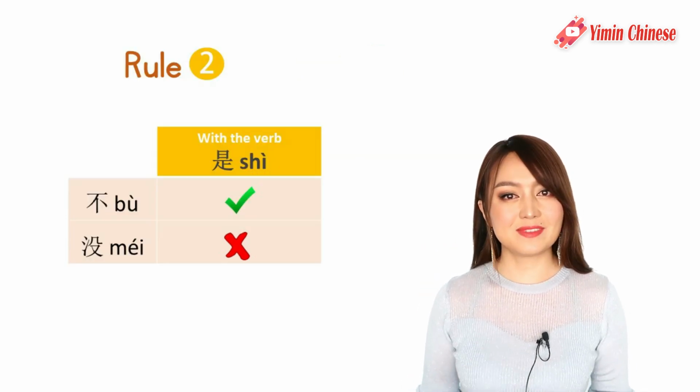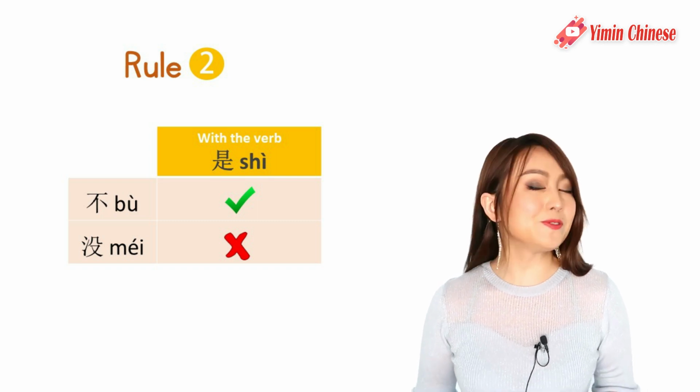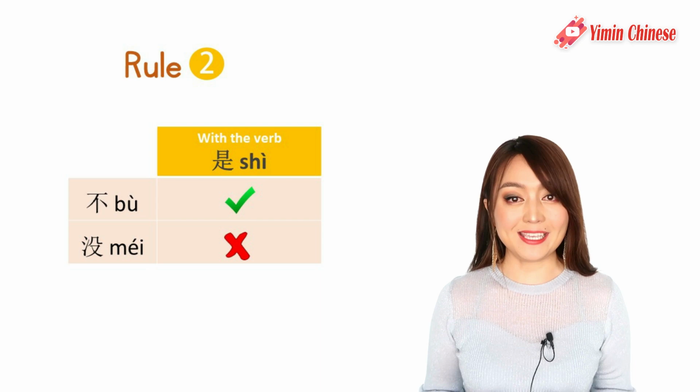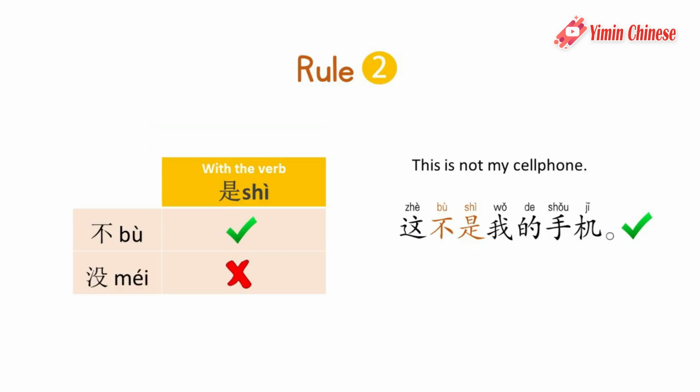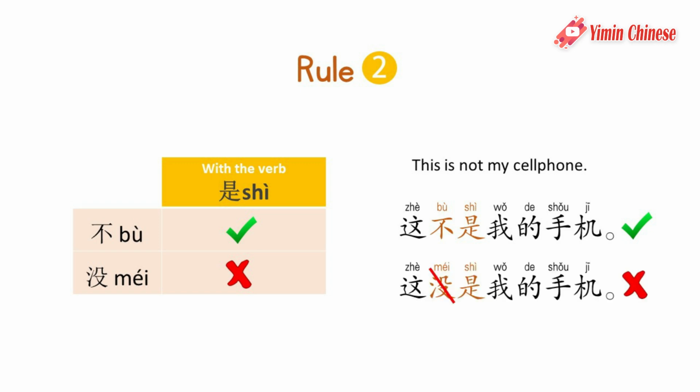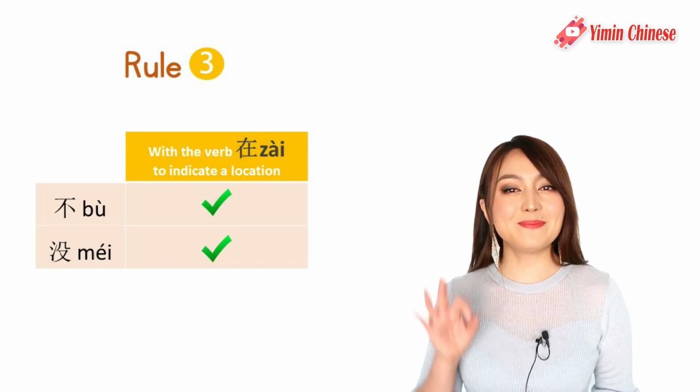Okay, rule number 2. For the verb 是 to be, you can only use 不. You cannot use 没. You should say 不是, not 没是. 比如说这不是我的手机, This is not my cell phone. You only can use 不. So the verb 是 only works with 不 to negate: 不是. You cannot say 没是.